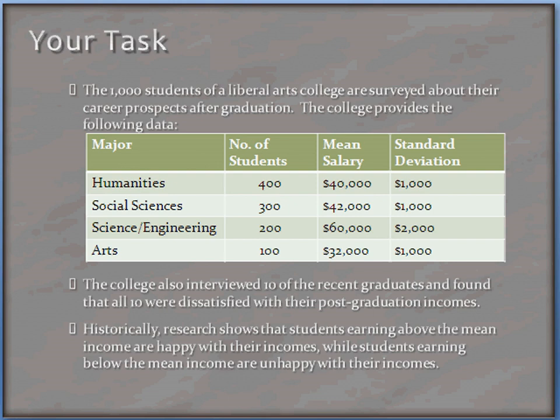You're also told that the college interviewed 10 of the recent graduates and found that all 10 were dissatisfied with their post-graduation incomes. Historically, you're told, research shows that students earning above the mean income are happy with their incomes, while students earning below the mean income are unhappy with their incomes.